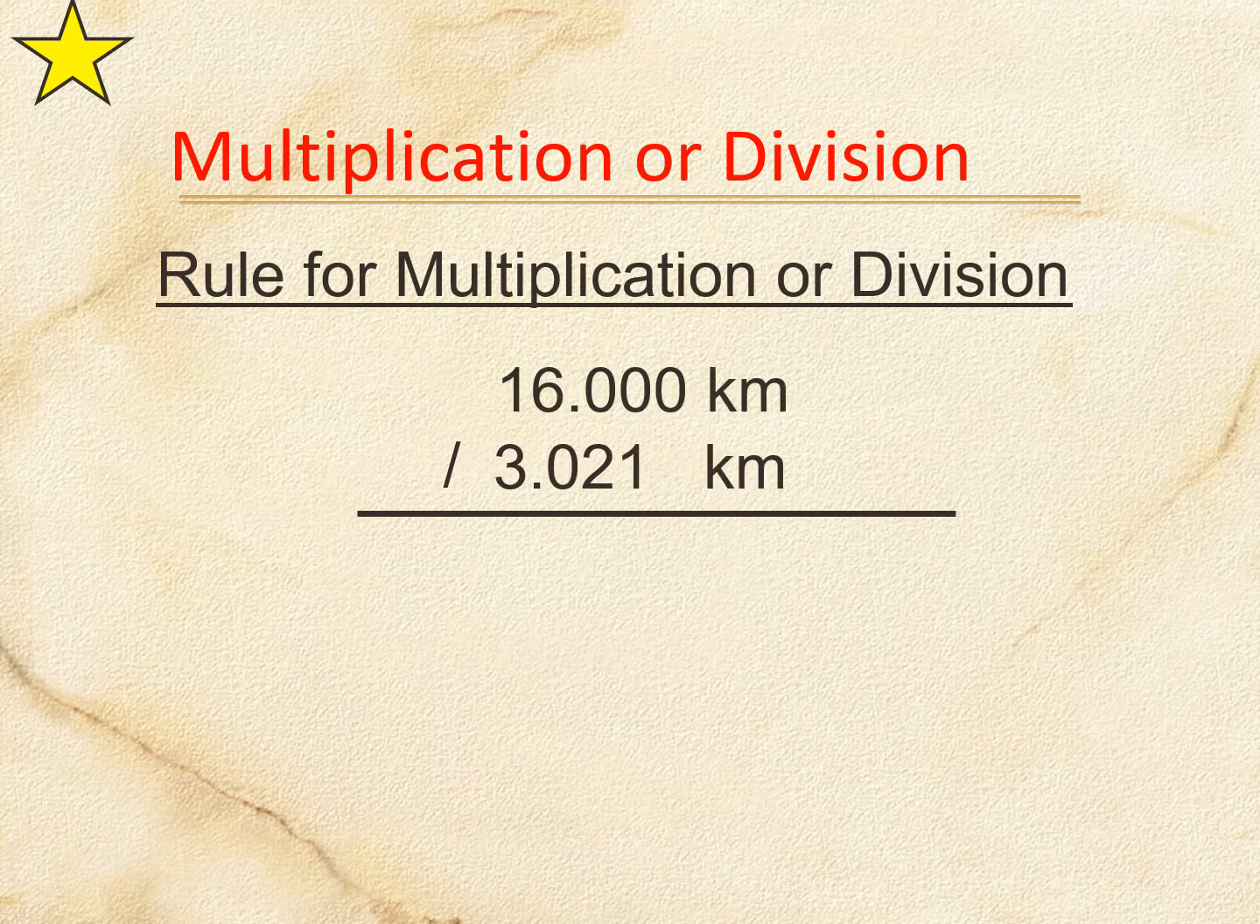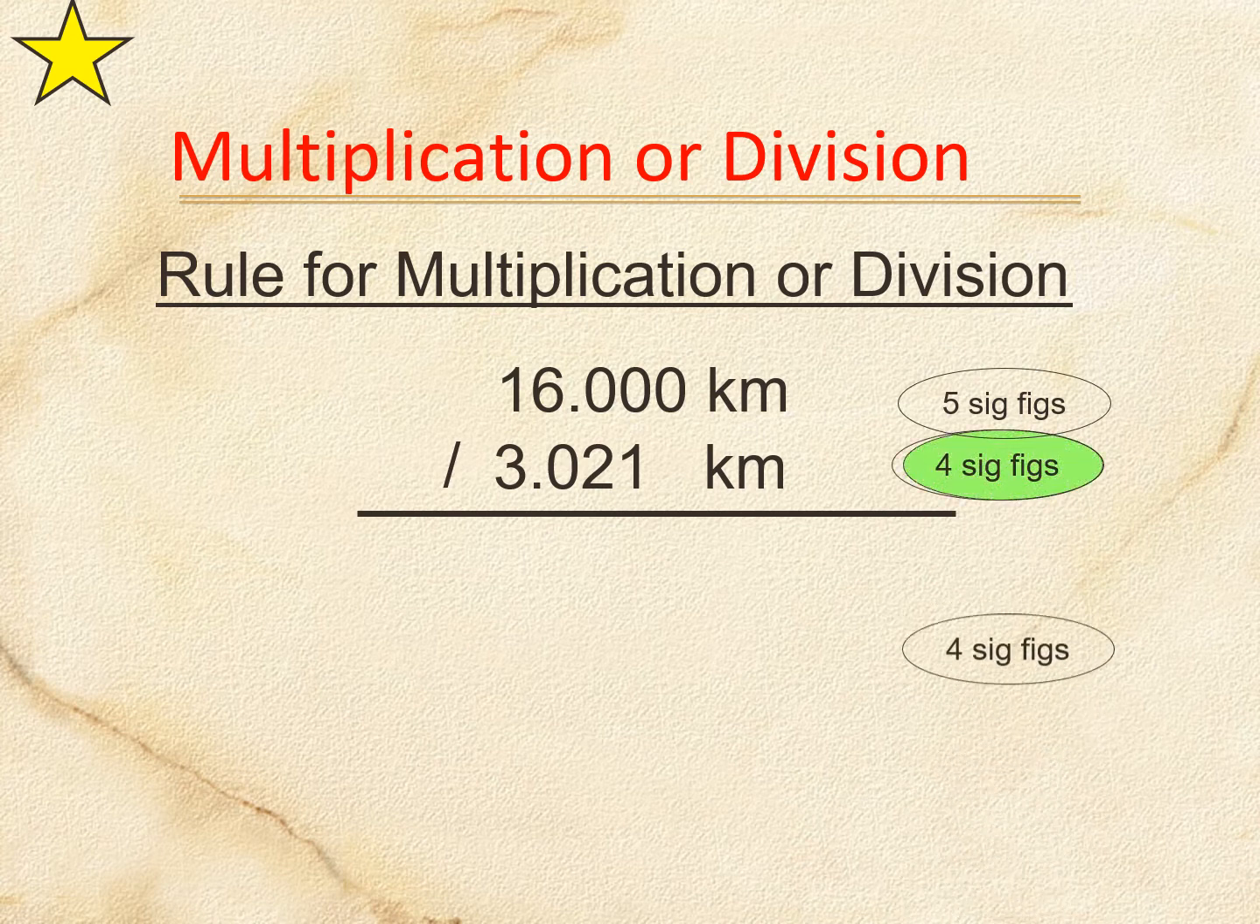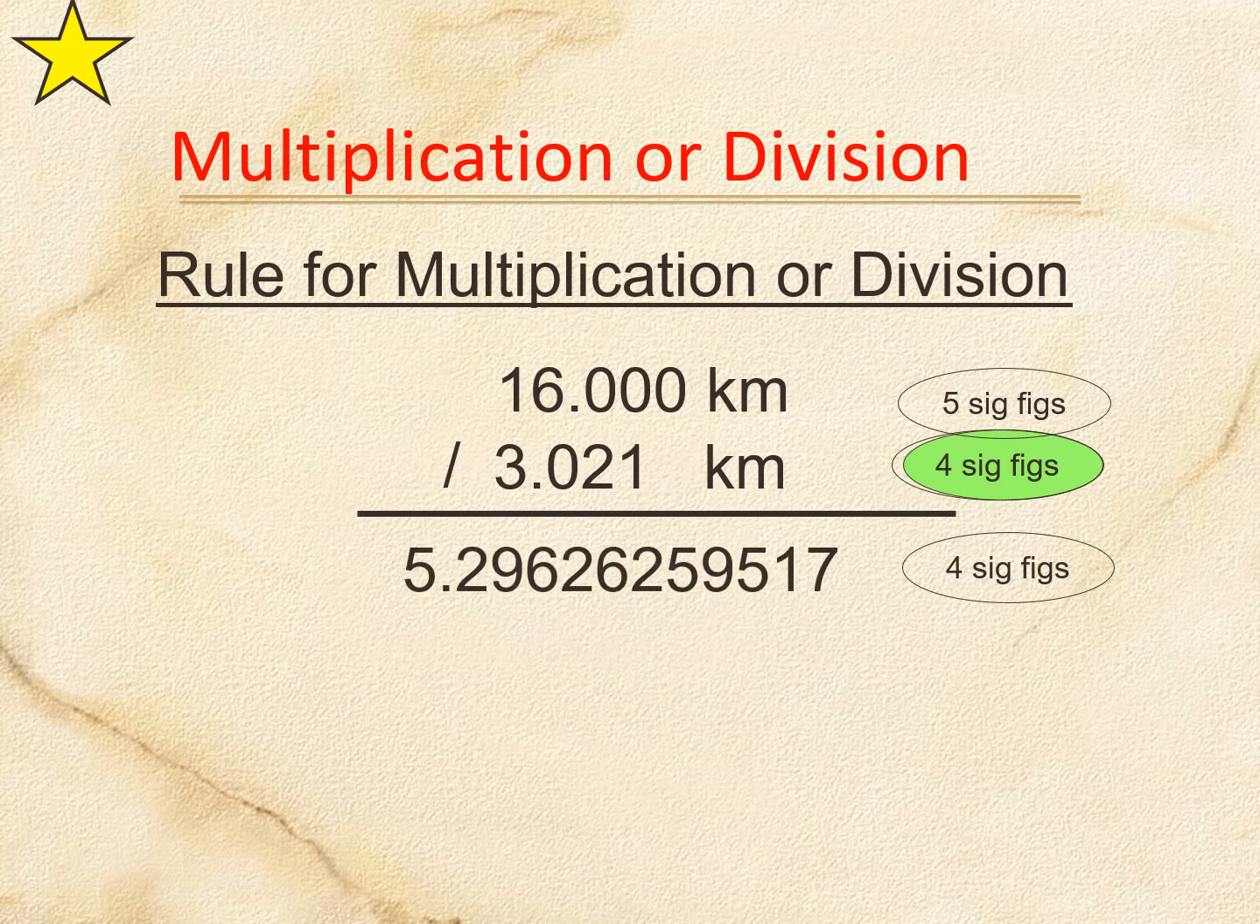All right, divide. We got 5 sig figs, 4 sig figs. So the answer can only be 4 sig figs. So see this big number here? You're not going to put that in the answer key. You're going to round the 4th digit, which is this 6 here. And it's going to stay a 6 because the number next to it is 2.